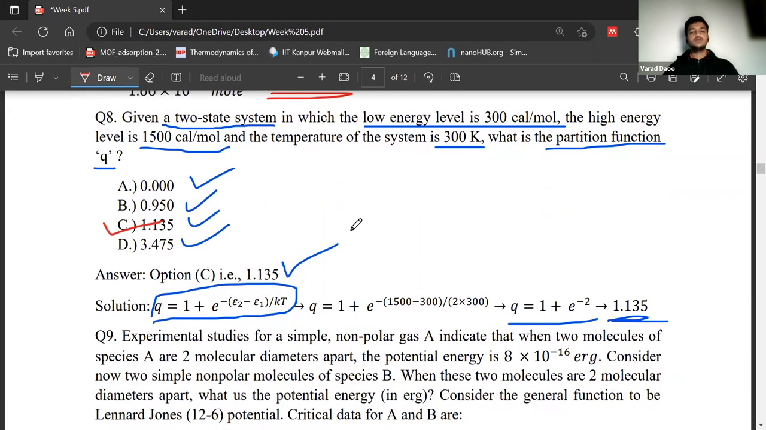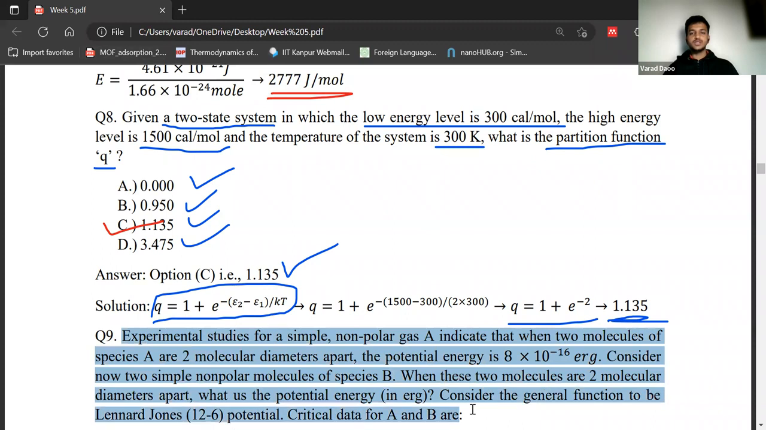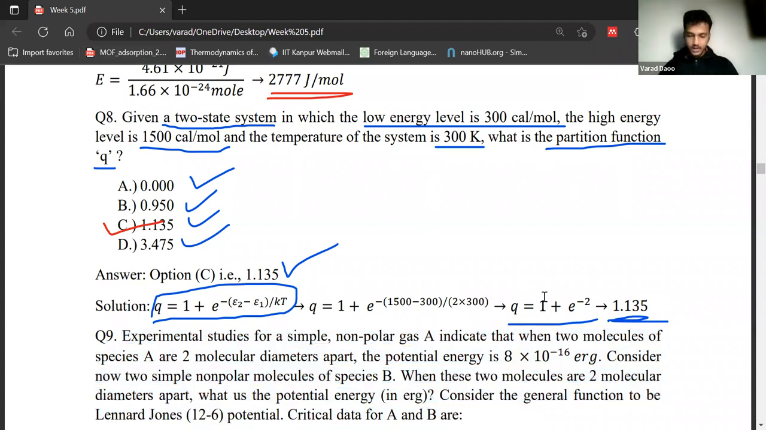So anybody has any doubt? For those who would like to write it down, you can write it down, and those who have any question can ask, and for others, you can try the next question. This is the next question.